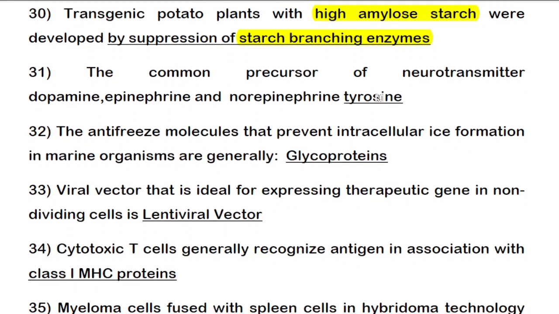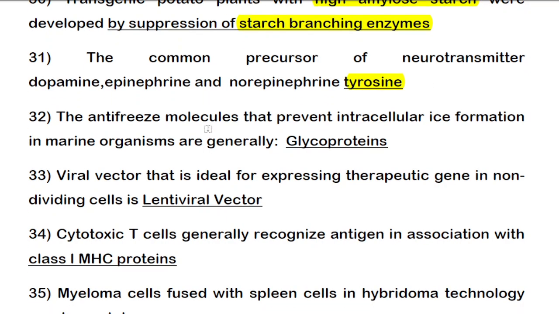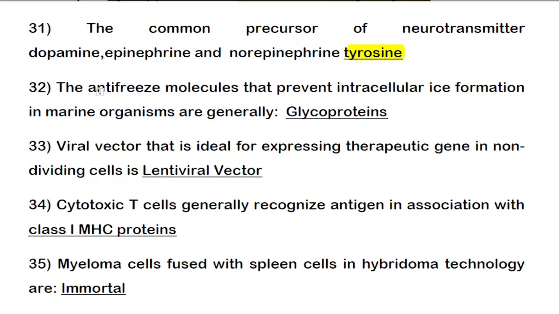Next, 31st question is that common precursor of neurotransmitters like your dopamine, epinephrine, norepinephrine is your tyrosine. So the tyrosine amino acid is acting as a precursor for producing these catecholamines which are acting as neurotransmitters. 32nd question. Antifreeze molecules are involved in preventing your intracellular ice formation in marine organisms. So these antifreeze molecules belong to a class of molecule called glycoprotein.